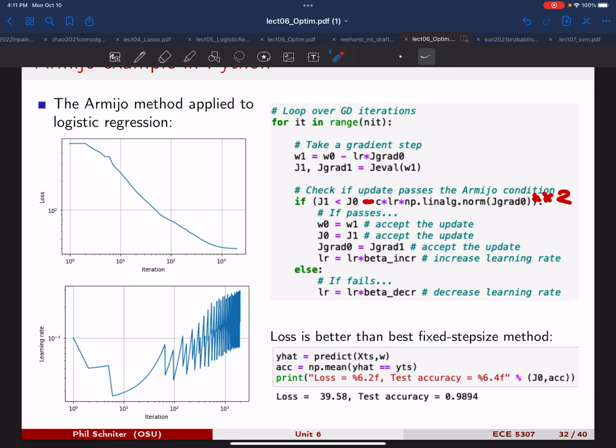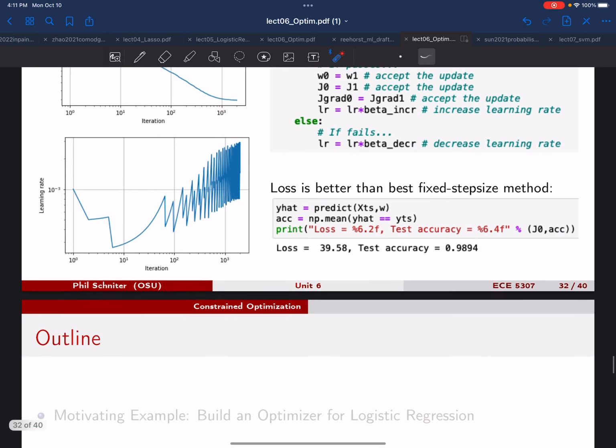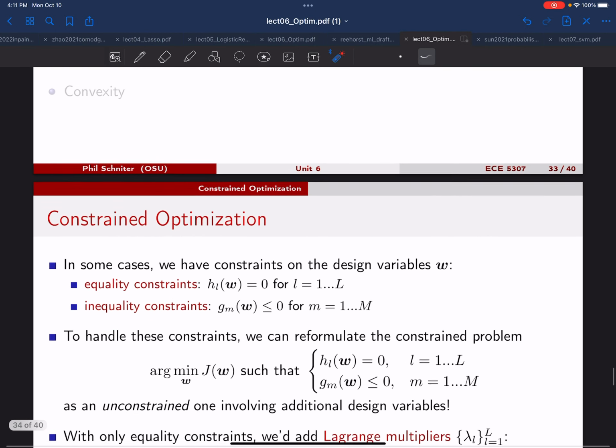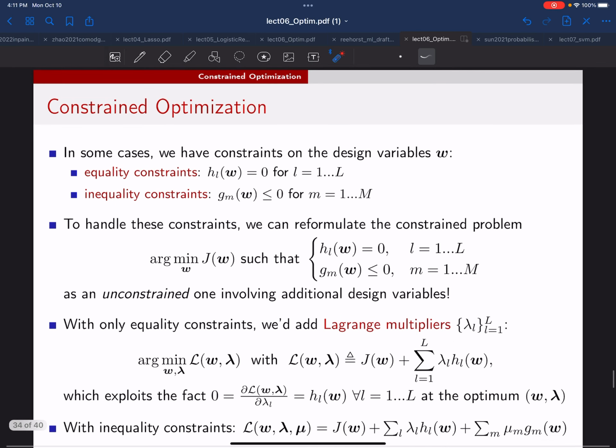So anyway, we learned about that. And then we'll just talk about a few other miscellaneous topics in optimization. So until now, we focused on unconstrained optimization, but sometimes there are constraints on our design variables.